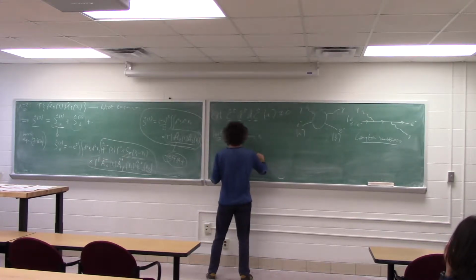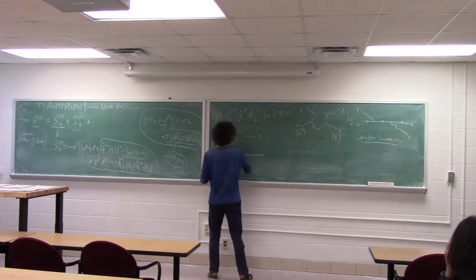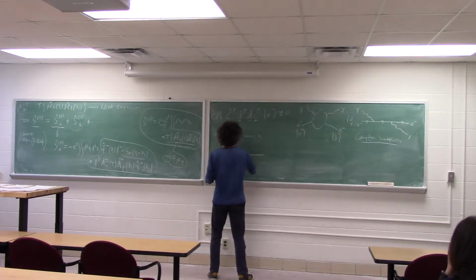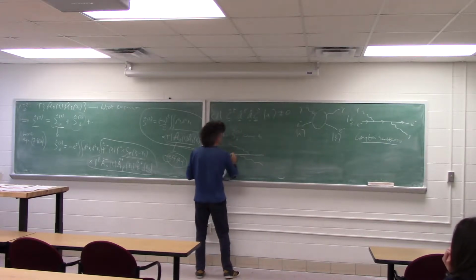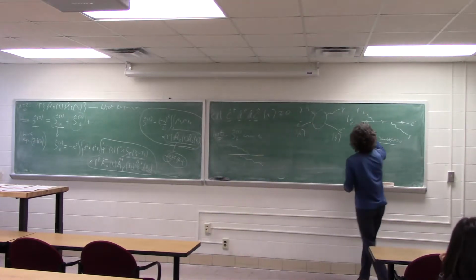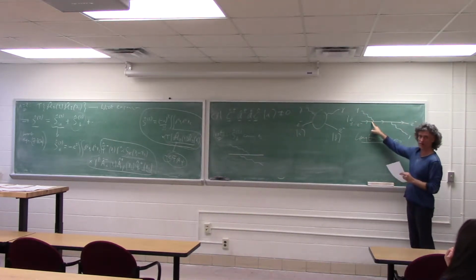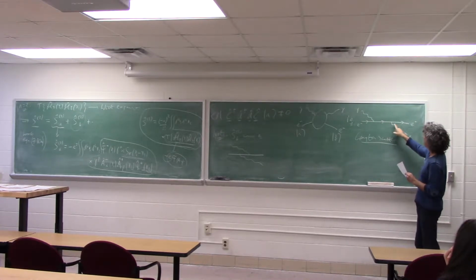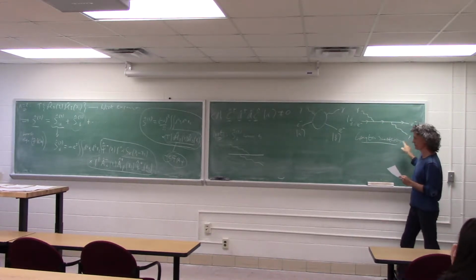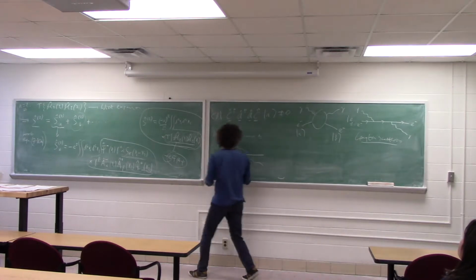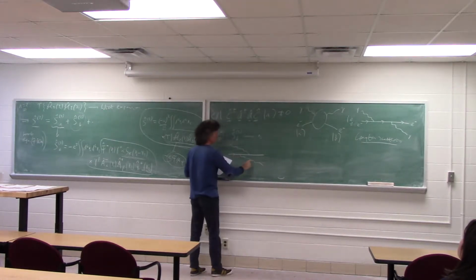Corresponds to the following diagram. Here the electron comes in, absorbs the incoming photon, and then emits the outgoing photon. Here what happens is that first the electron emits the outgoing photon, then it absorbs the incoming photon.